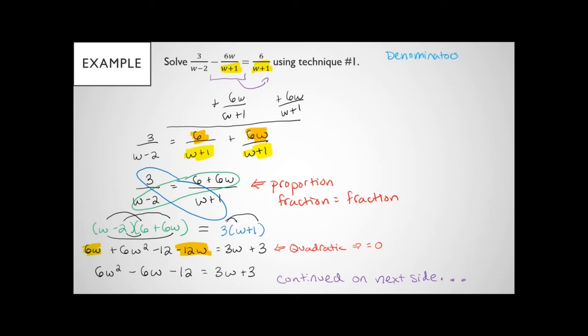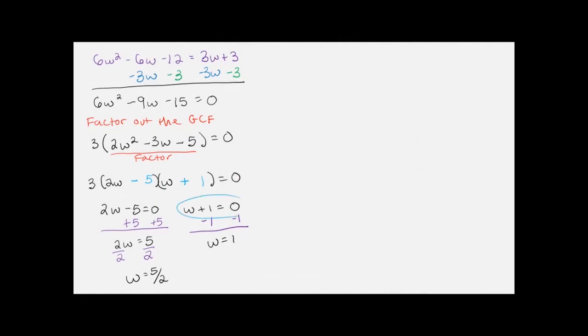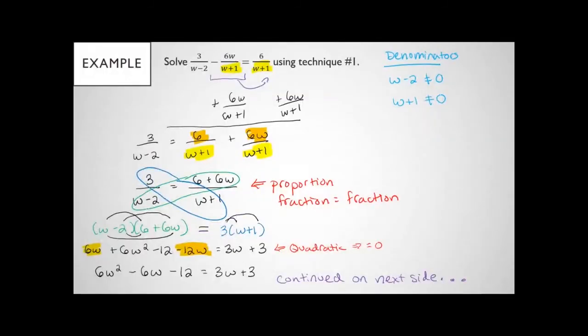I'll just write this up here. We have w minus 2, so that can't be 0. And then we have w plus 1. That is not allowed to be 0 either, because those are the bottoms of the fractions. And if we divide by 0, then we have undefined. So we can't have those equal to 0. So w minus 2 and w plus 1. Well, if you noticed, we set w plus 1 equal to 0. But we just determined that w plus 1 cannot equal 0, because that makes that denominator 0.